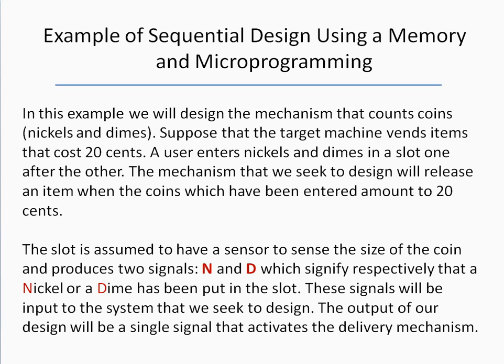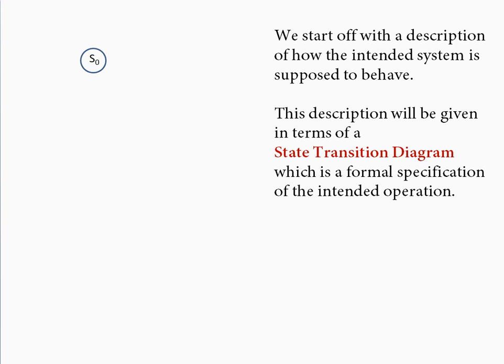These signals will be input to our system, the one that we seek to design, and the output of our design will be a single signal that activates the delivery mechanism. So we will start with a description of how the intended system is supposed to behave. This description will be given in terms of a state transition diagram, which is a formal specification of the intended operation. So the first step is to put down an initial state.